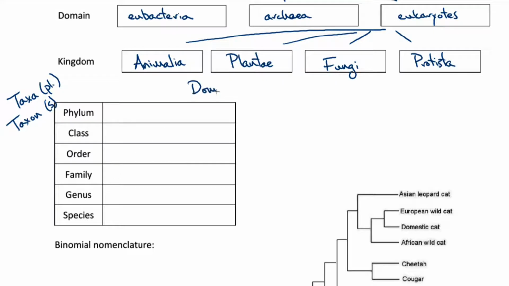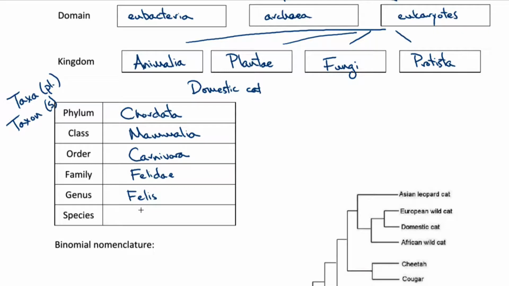Let's look at the domestic cat as an example. The domestic cat is a eukaryote. It's an animal, so we've got its domain and kingdom already. It belongs to the phylum Chordata, and then the class Mammalia, the mammals. Continuing on, the order is Carnivora, the carnivores. The family name is Felidae. And the genus is Felis. And for the domestic cat, the species is Felis catus.